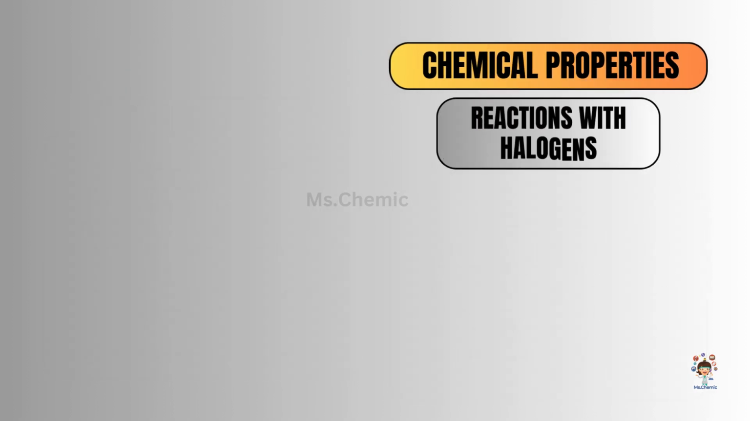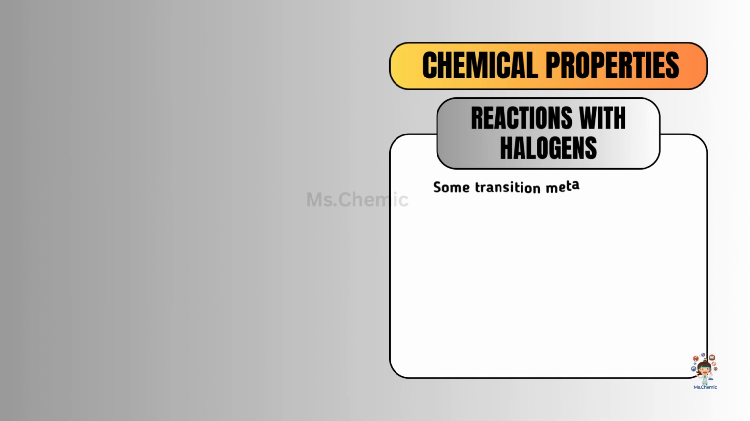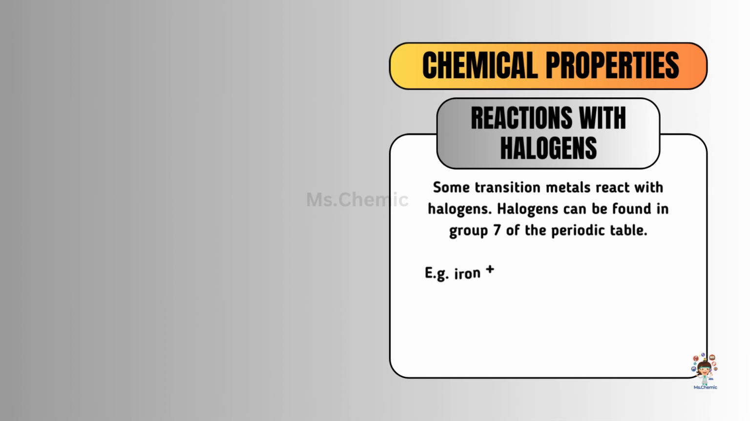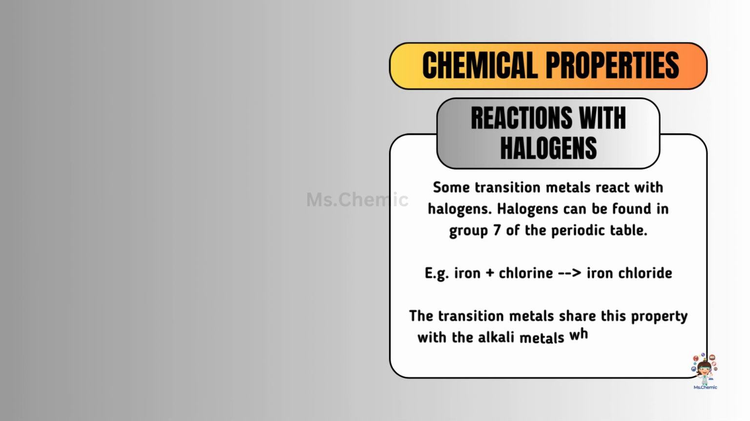Reactions with halogens. Some transition metals react with halogens. Halogens can be found in group 7 of the periodic table. For example, iron plus chlorine gives iron chloride. The transition metals share this property with the alkali metals, which also react with halogens, though very vigorously.